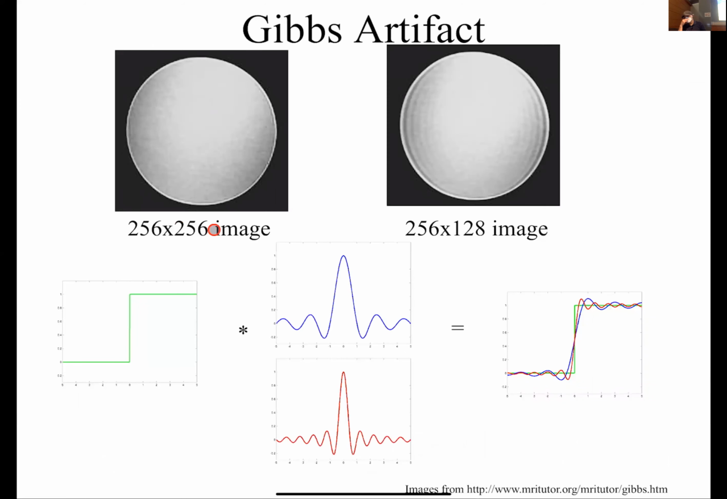And why is this important clinically? Imagine you're looking at some cartilage, an MRI of the knee, and you've got this bone. If there's ringing into the cartilage, and you don't know that's Gibbs ringing, you might think, oh, maybe the cartilage is damaged because it's got these dark spots in it. So knowing what artifacts are is very important for the radiologist, because radiologists have to be able to read through artifacts. They have to say, oh, this is just probably an artifact. It's not really in the anatomy.